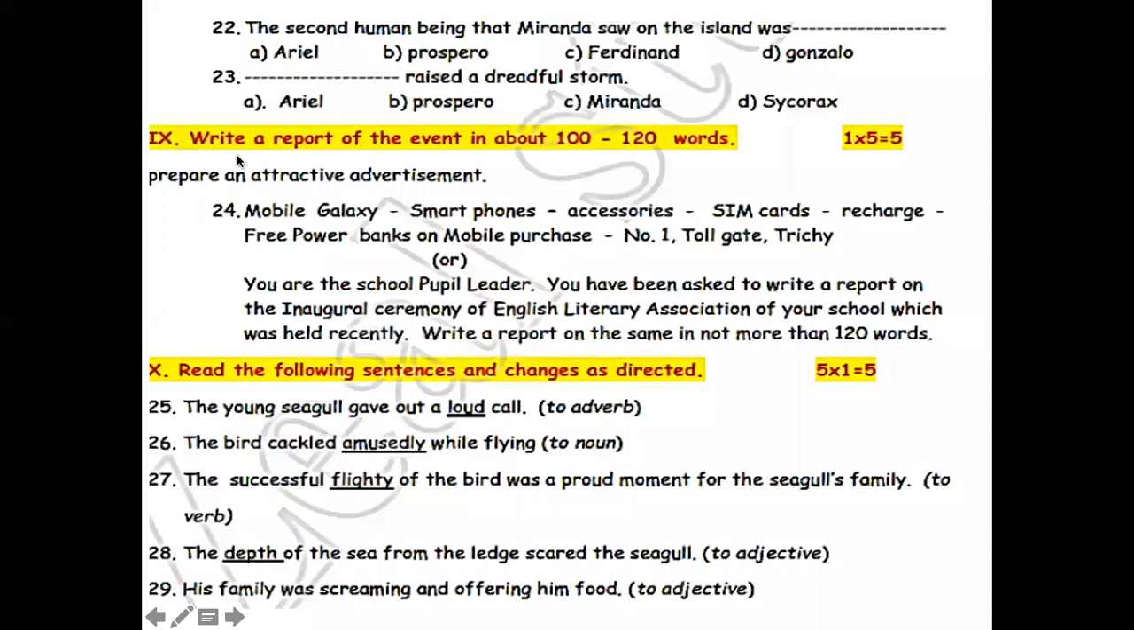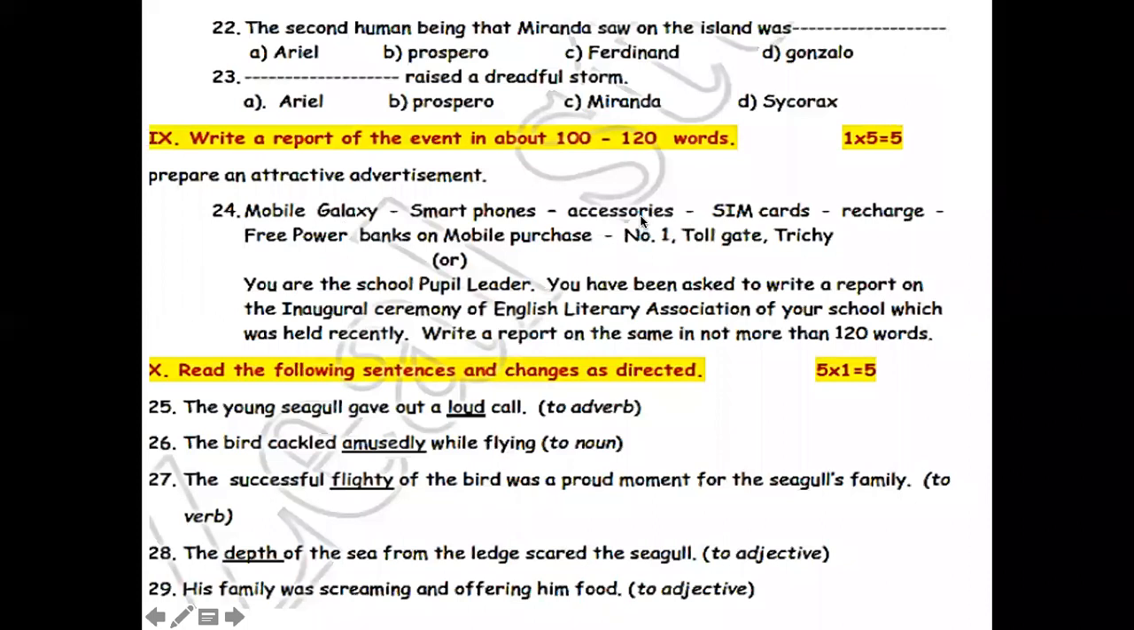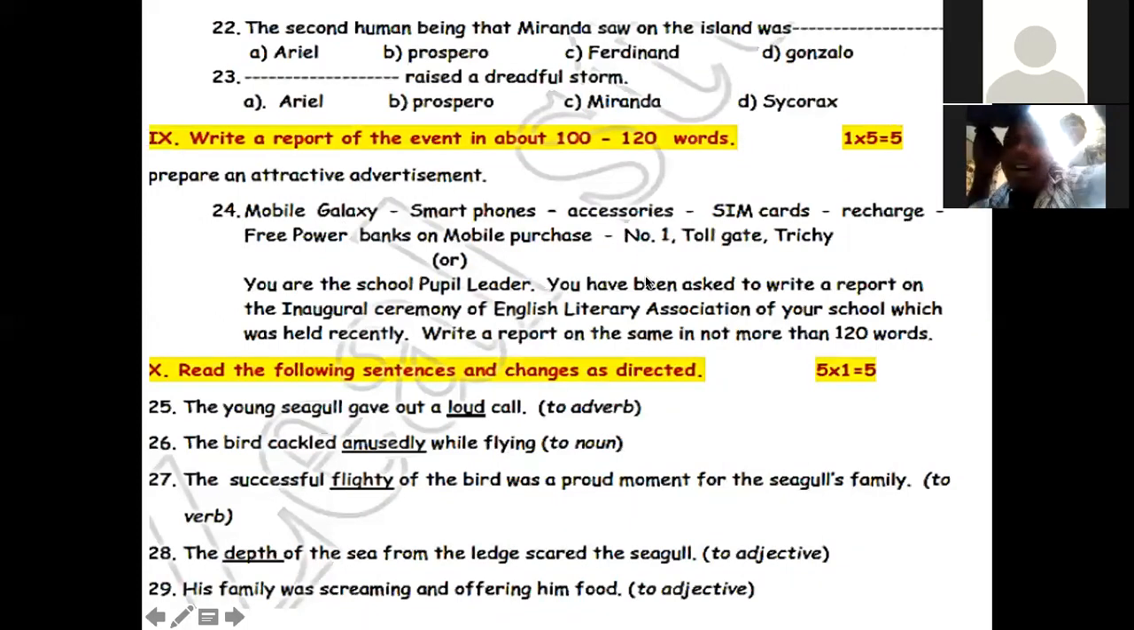The next is creative writing. You have to choose any one. So you can either choose the advertisement or the report writing. You have got some details for the advertisement. So using this, you have to do the advertisement, or you can write a report for the inaugural ceremony of English Literary Association of your school. So here you have got two. You can choose any one. Either you can write the advertisement or you can write the report writing.